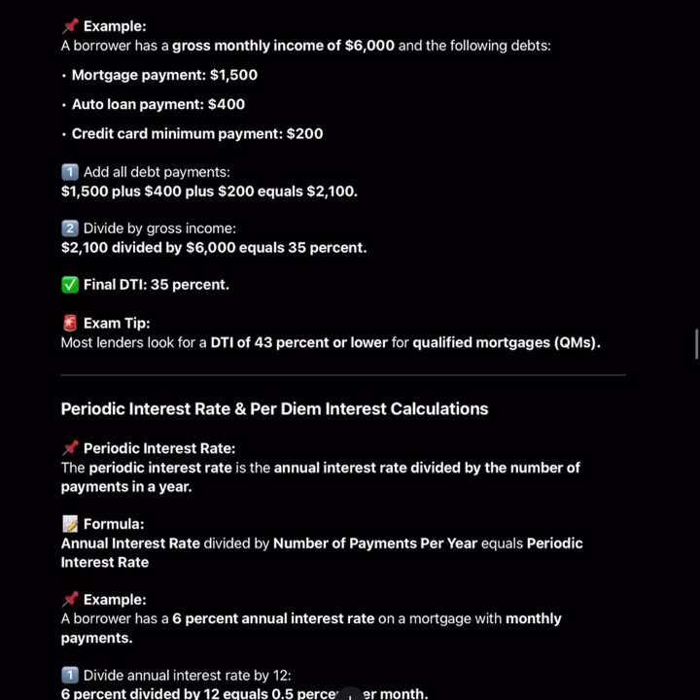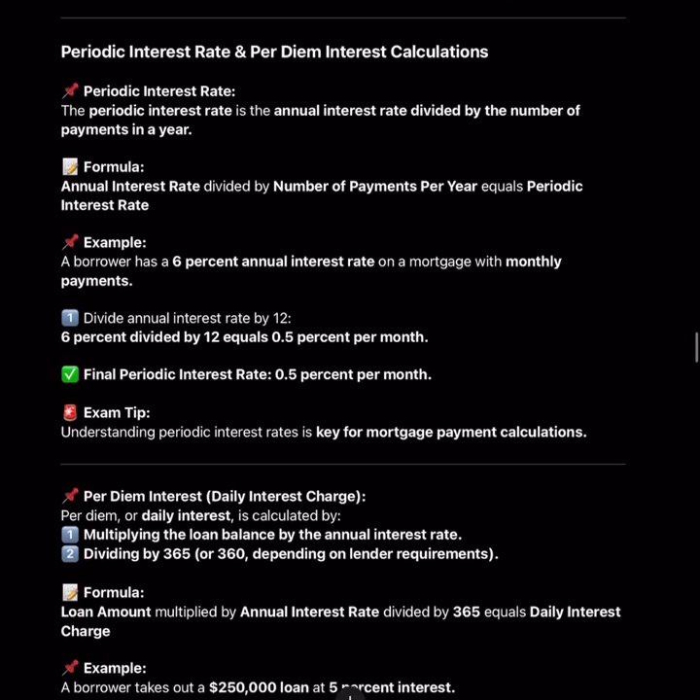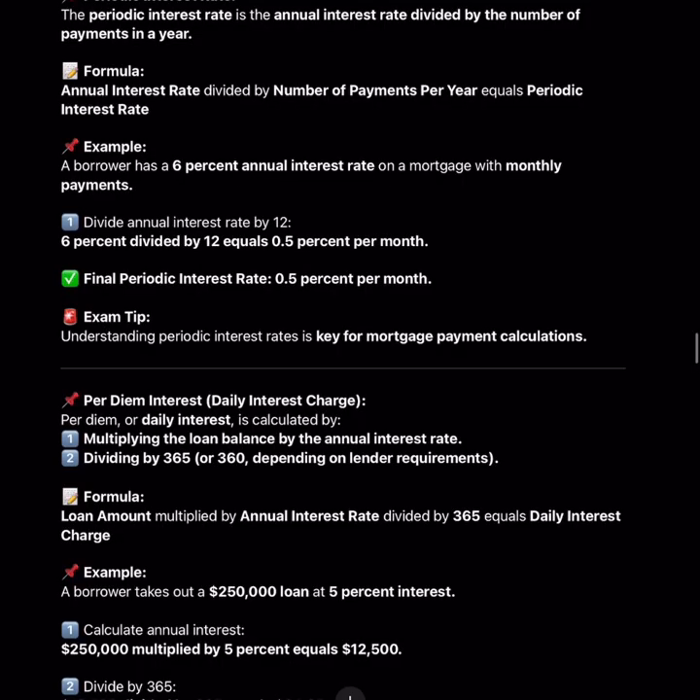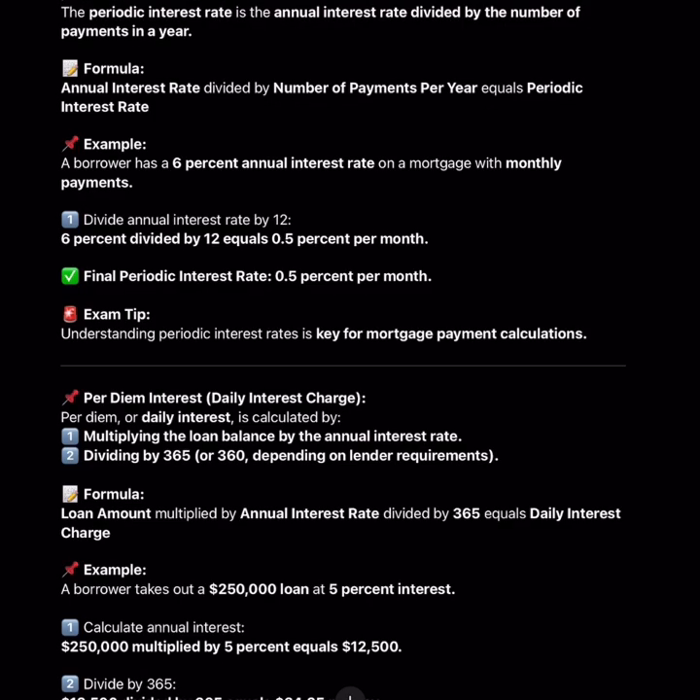Periodic interest rate and per diem interest calculations. Periodic interest rate. The periodic interest rate is the annual interest rate divided by the number of payments in a year. Formula: annual interest rate divided by number of payments per year equals periodic interest rate.